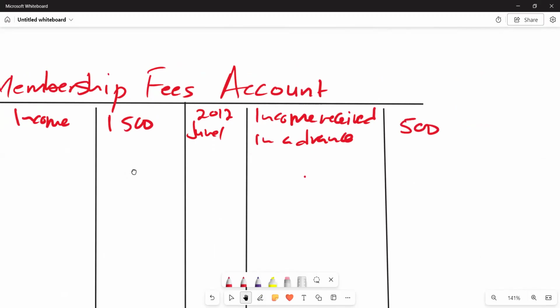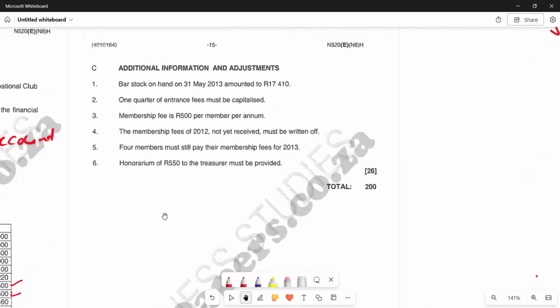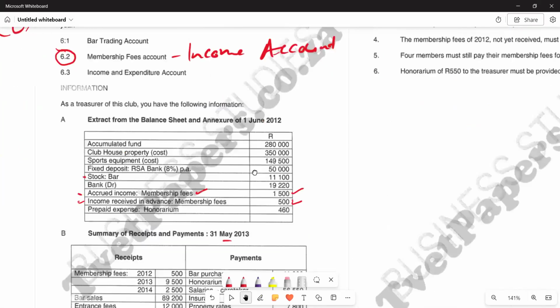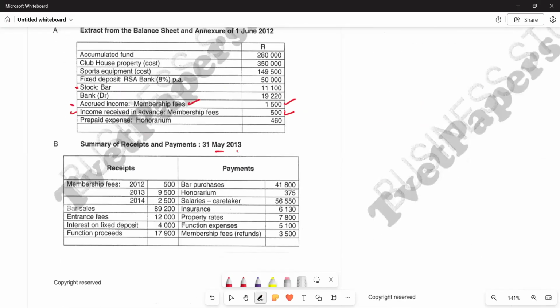And then we can also look at other adjustments that are supposed to affect the membership fees account. We can go to the receipts and payments account and try to locate them. Let's start with the receipts column. We've got bar sales, entrance fees, interest on fixed deposit, function proceeds.